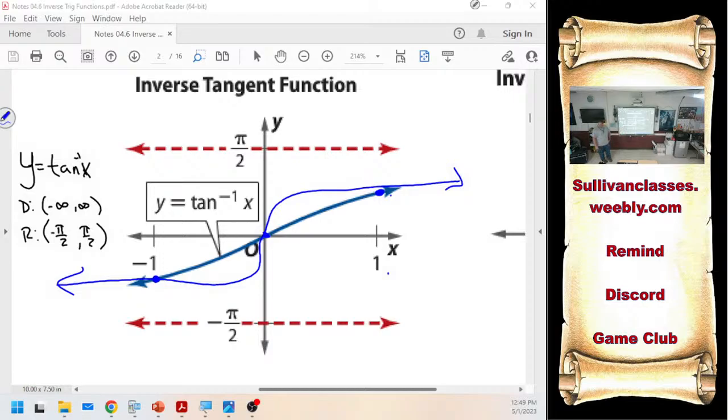Kind of like a cube root. Okay? I wouldn't want to do it like that. Okay? More of a lazy curve.